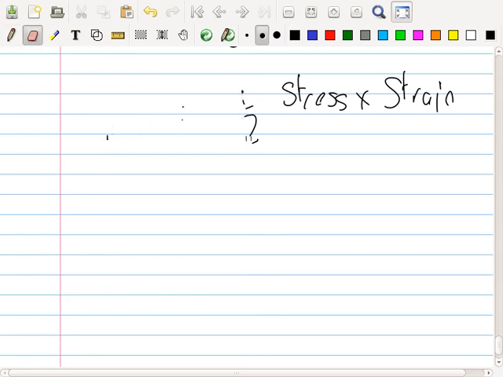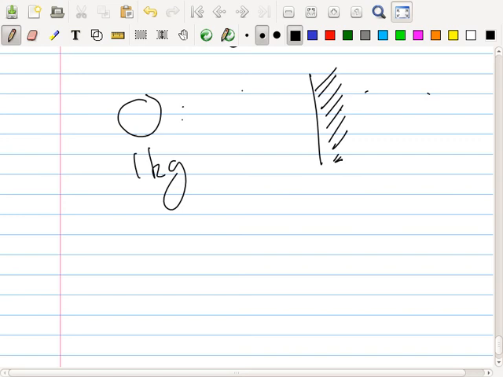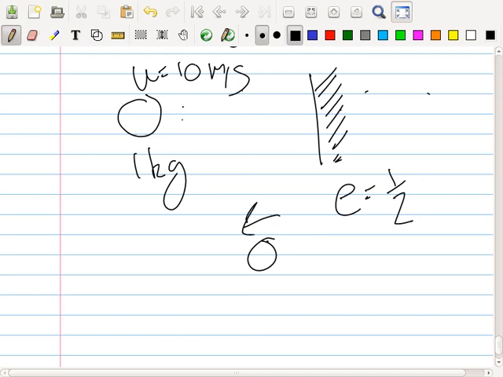Instead, what I want to do is a very, very, very short example of something. Here is our ball, 1 kg. Here's the wall. Do you remember E equals a half? What does this mean? So this has a speed of 10 meters per second. It hits the wall, it comes back out with a speed of what?